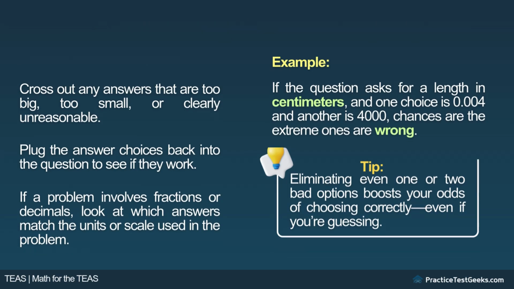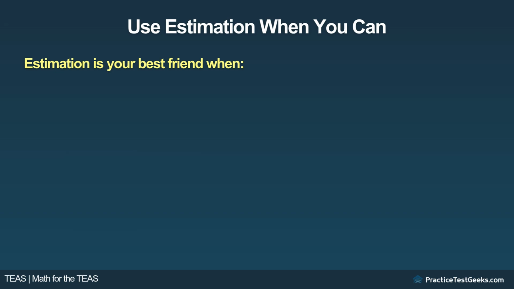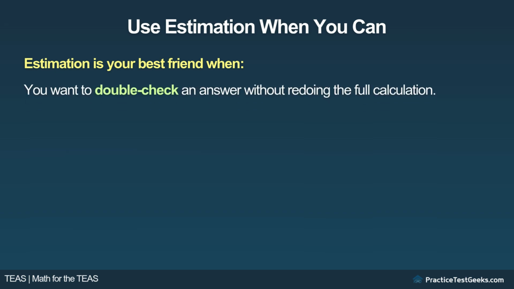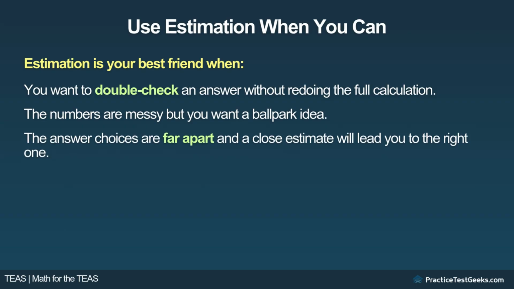Let's talk about a powerful test-taking strategy that can save you time and boost your accuracy: estimation. Even if you're unsure of the exact answer, a good estimate can get you close enough to pick the right option. Estimation is your best friend when you want to double-check an answer without redoing the full calculation. In these cases, rounding can help you verify accuracy quickly. The numbers are messy, but you want a ballpark idea. Instead of getting stuck, simplify the numbers and move on with confidence. The answer choices are far apart, and a close estimate will lead you to the right one. When the options aren't close together, a rough answer is often all you need.